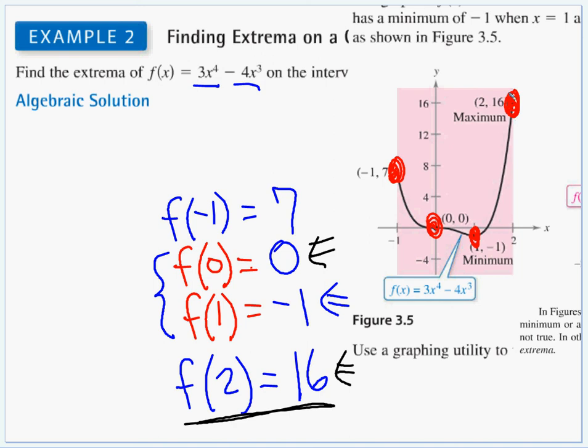And then if we look for the lowest point on the whole interval, that was our (1, -1) that we found right here. (1, -1) was our minimum. And there's what it would look like on a graphing utility.